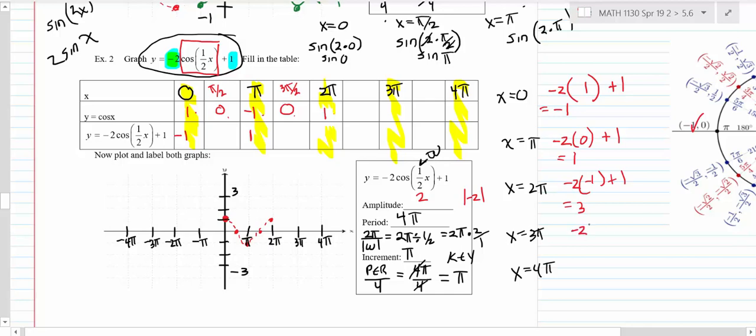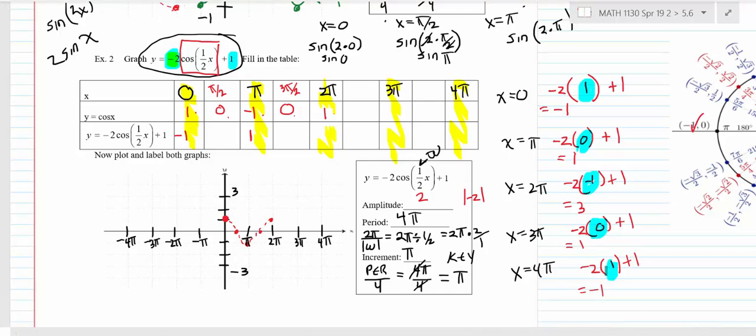And then I move on to the next one. I do -2 times 0 plus 1, so that's going to give back 1. And then finally I do -2 times 1 plus 1, which gives back -1. So I want to show you something on this, and this is what some of you might not be catching. See those points that I highlighted, 1, 0, -1, 0, 1? Those are the y values on one period of a basic cosine, and that's what you're changing.